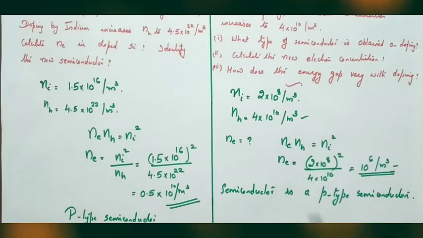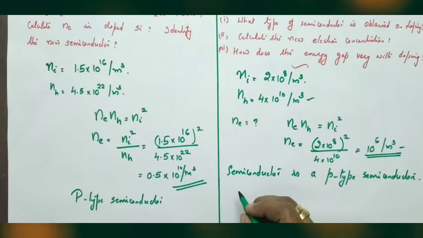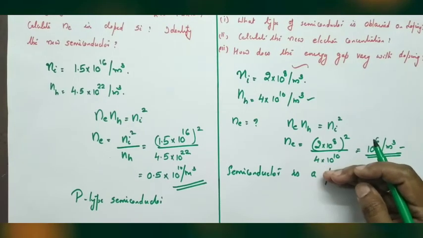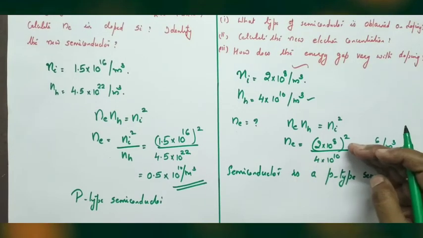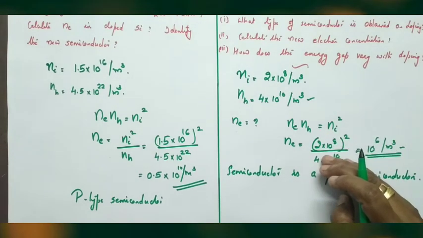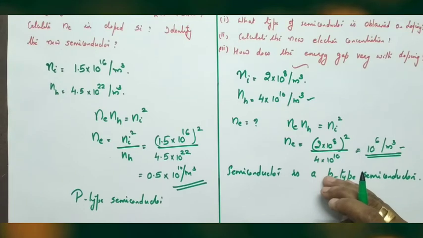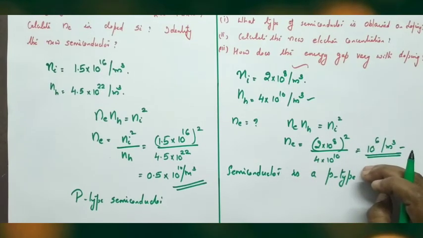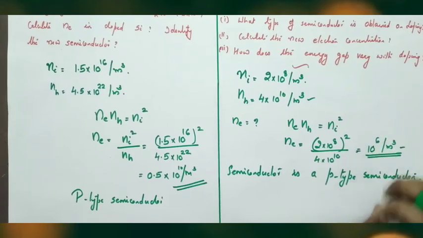Now, how does the energy gap vary with doping? We know that on doping, an additional energy level is produced, isn't it? In n-type semiconductor or p-type semiconductor, in addition to valence band and conduction band, there is another energy level developed. What is that energy level? In p-type semiconductor, it is called acceptor energy level. In n-type semiconductor, that energy level is called donor energy level.